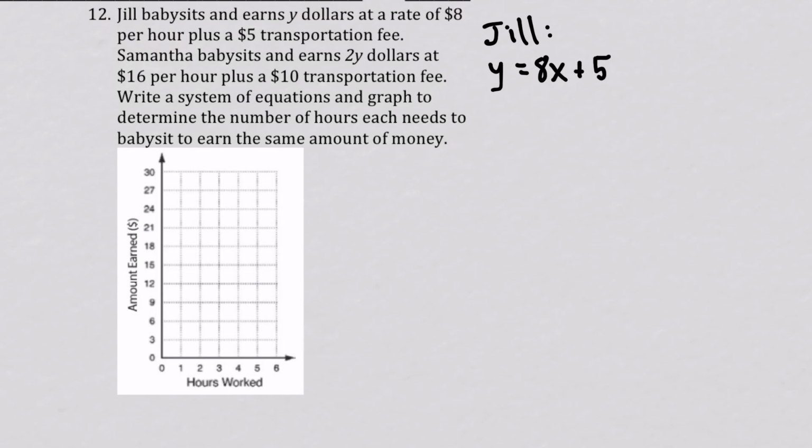For Samantha, it's going to be very, very similar. Samantha earns 2y dollars, so she doesn't make y dollars, she makes 2y dollars. And she makes that money from $16 per hour plus a $10 transportation fee.